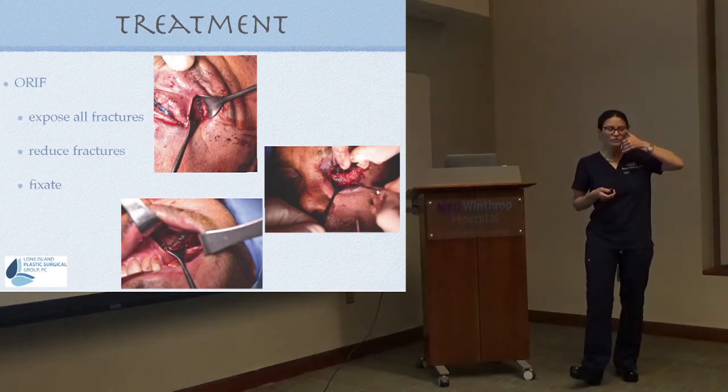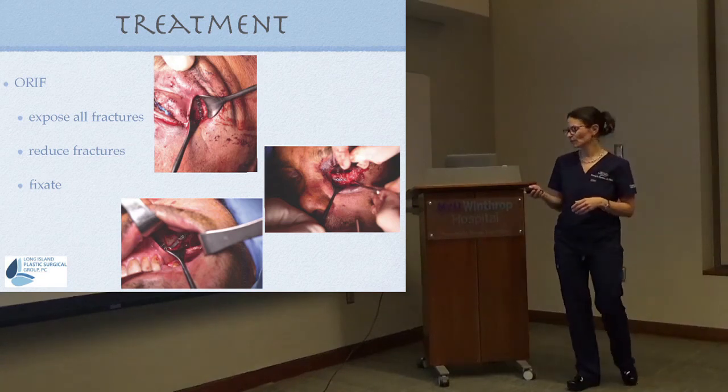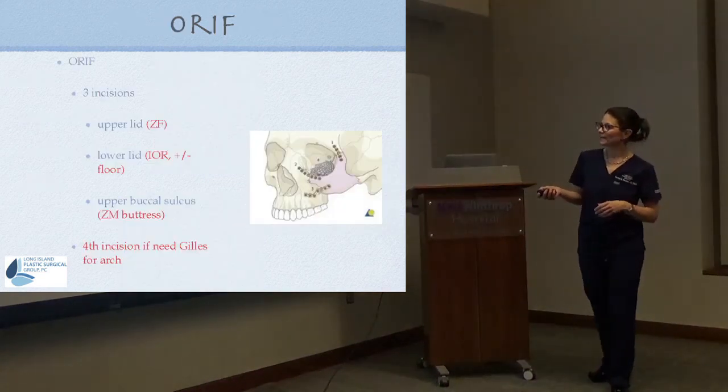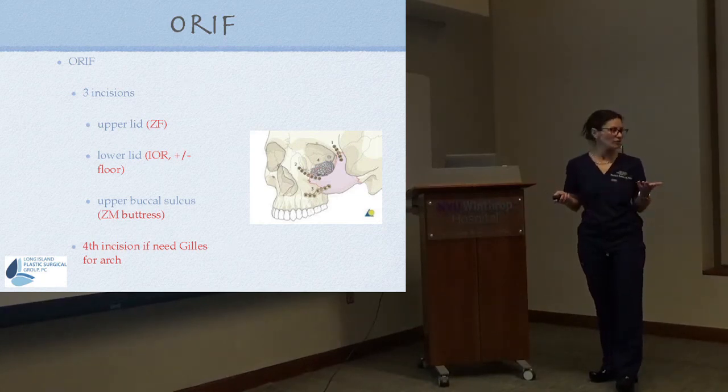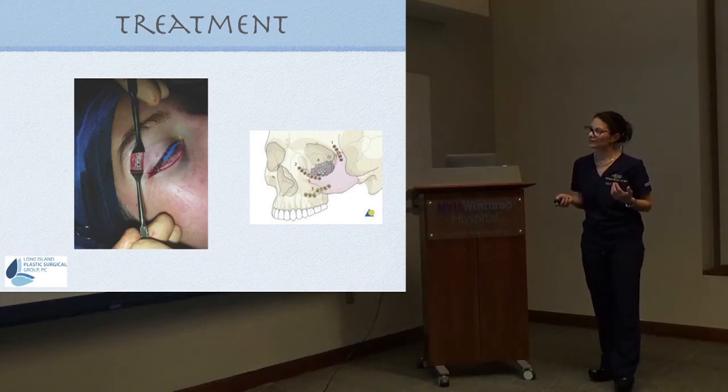You have to look at all 3 because the segment always rotates. So you can reduce the ZF suture and then you look in all the other areas and everything's off. So it usually takes multiple manipulations to make sure everything is where it needs to be. Again, here's a good schematic of where all the plates are. Plus minus floor fracture, they don't always have a displaced floor fracture. If they do, you have to put a floor plate there too.